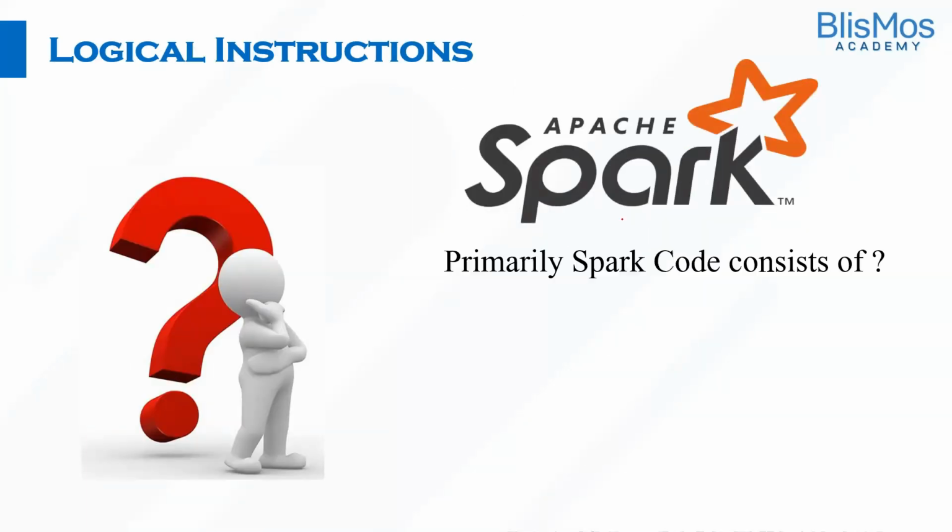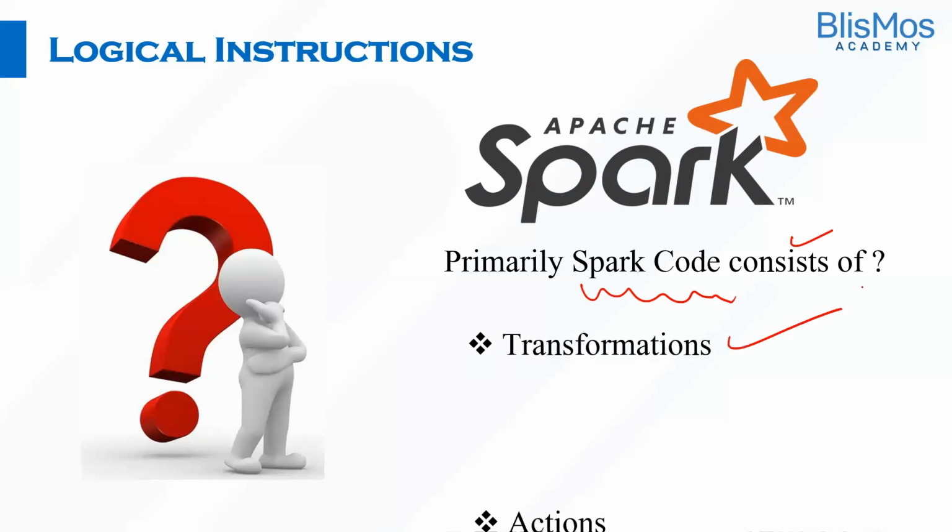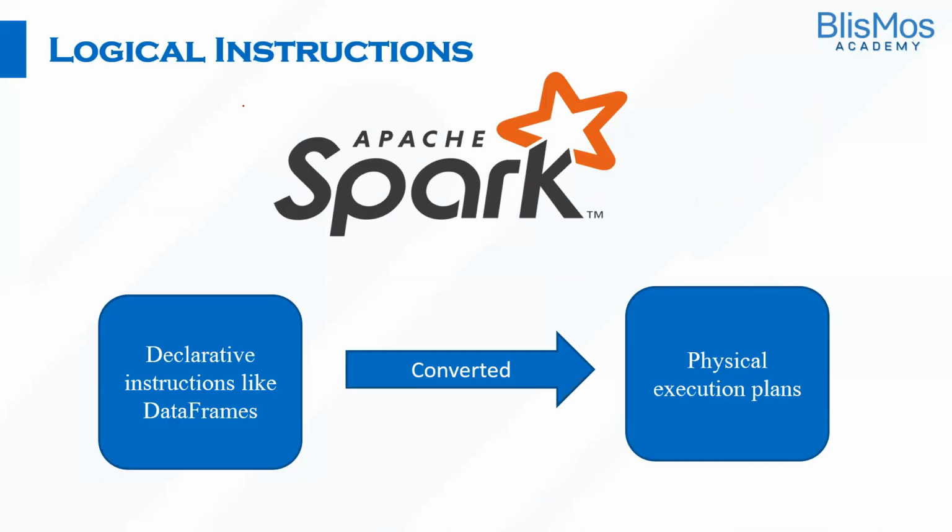But if I ask you a question, primarily a Spark code consists of what? Can you just recollect? It consists of transformations and also the actions. So now, understanding how the declarative instructions like transformations on the data frames are converted into physical execution plans is very important to know what the life cycle inside the Spark is. Let us try to understand that now.